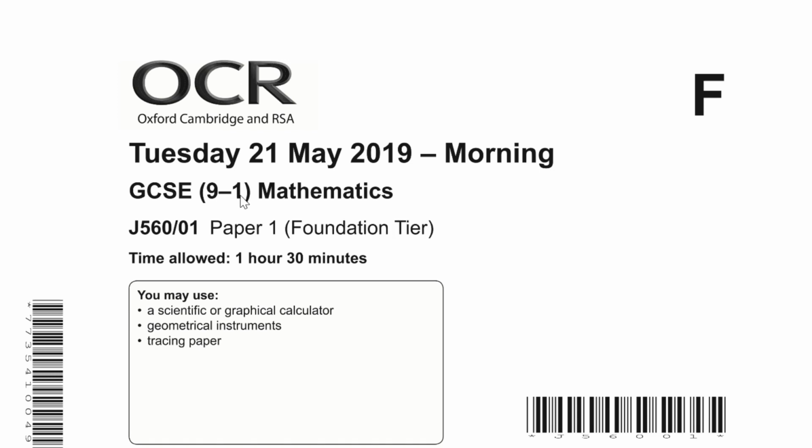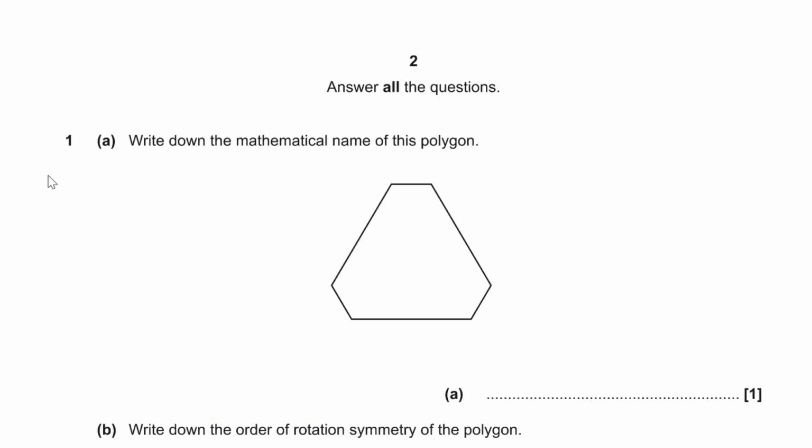This is the OCR GCSE 9 to 1 Maths Paper 1 from the Foundation, and it's from the June 2019 series, and it's a calculator paper. Question number 1. For part A, we have to write down the mathematical name of this polygon.